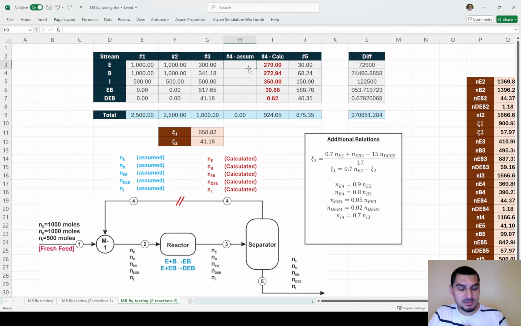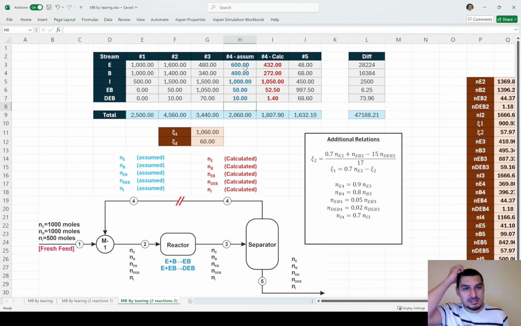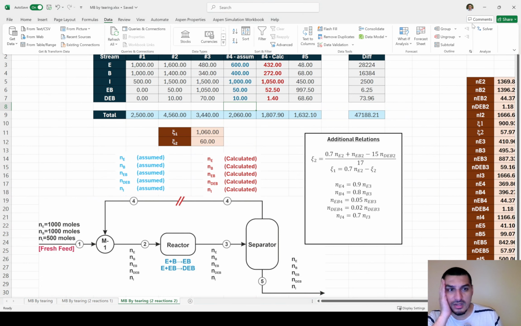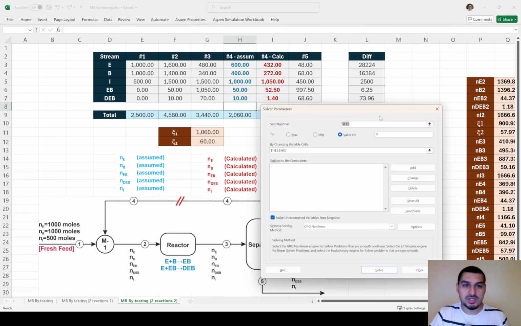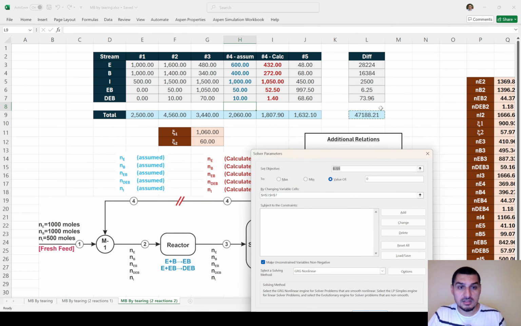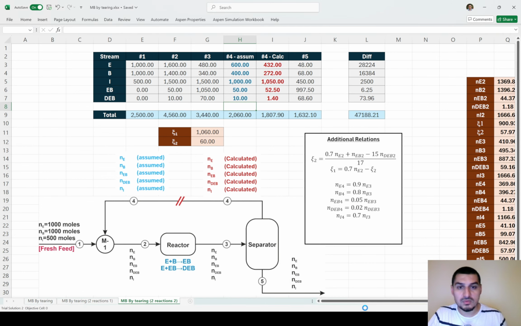So again, I'll assume the same numbers I started with. This is 600 now, and we assume that, if I'm not mistaken, this is 400 and this is 1000. The ethylbenzene was 50 and this was 10. I think these are the numbers that we started with in the beginning, and we will do the same thing. We will use the solver to set this cell to 0 by changing these 5 cells, and we will solve.